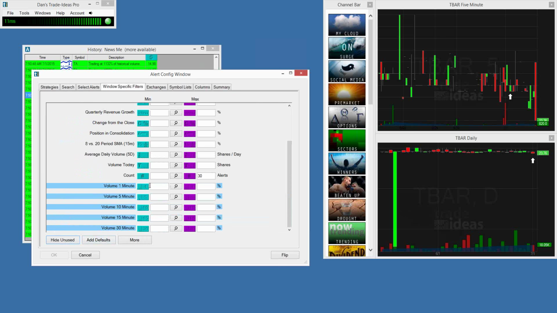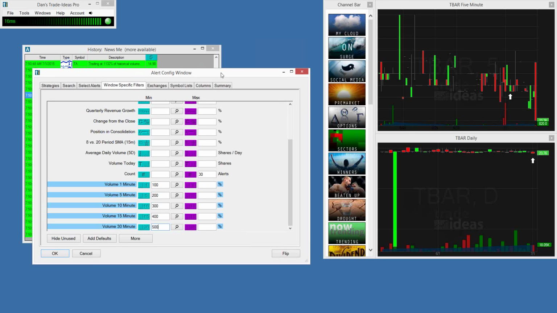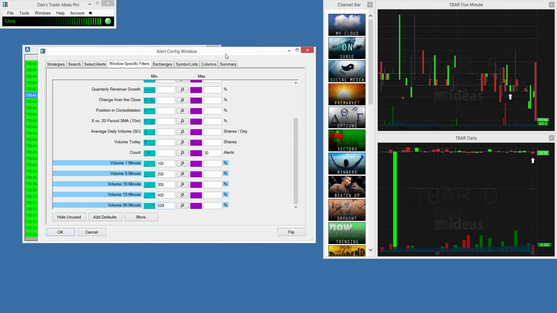I can say add filters. So show me one that's 100, 200, 300, 400, and 500. Okay, so this is the percentage, right? So percentage of the volume. So if you want 200,000 shares to happen, you can kind of back into it.